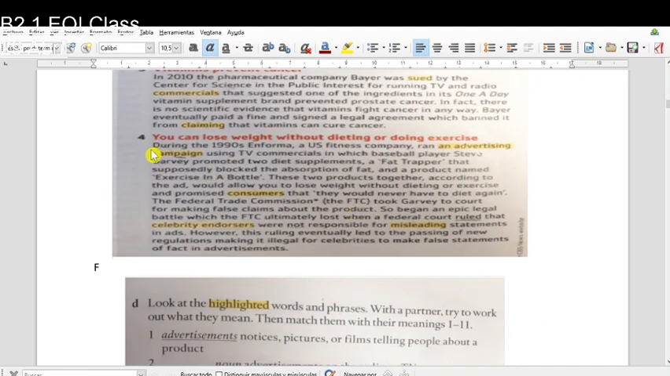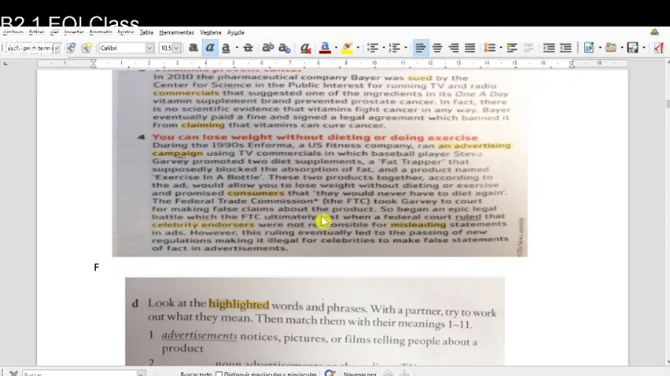And the last one, number 4. You can lose weight without dieting or doing exercise. During the 1990s, a former US fitness company ran an advertising campaign using TV commercials in which baseball player Steve Garvey promoted two diet supplements, a fat trapper that supposedly blocked the absorption of fat, and a product named Exercise in a Bottle. These two products together, according to the ad, would allow you to lose weight without dieting or exercise, and promise consumers that they would never have to diet again.